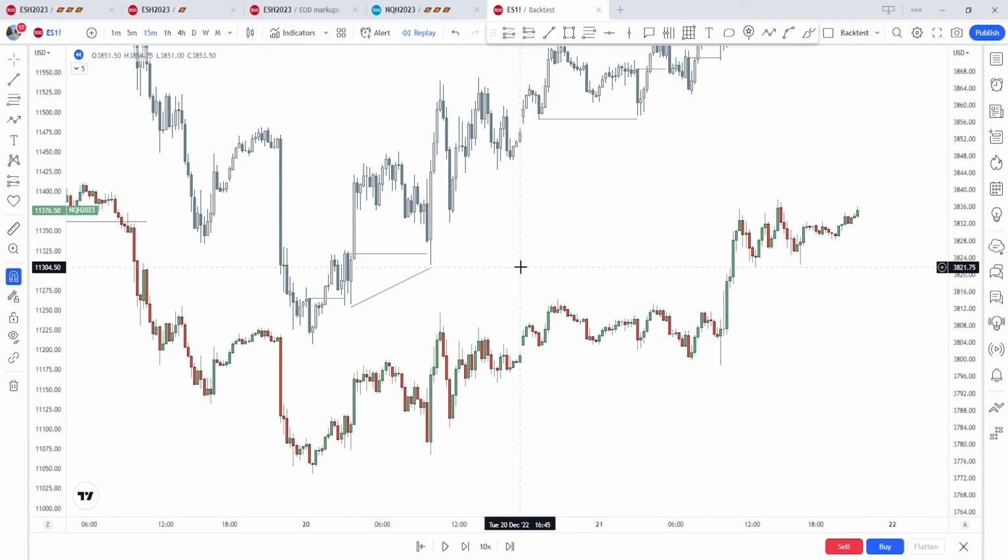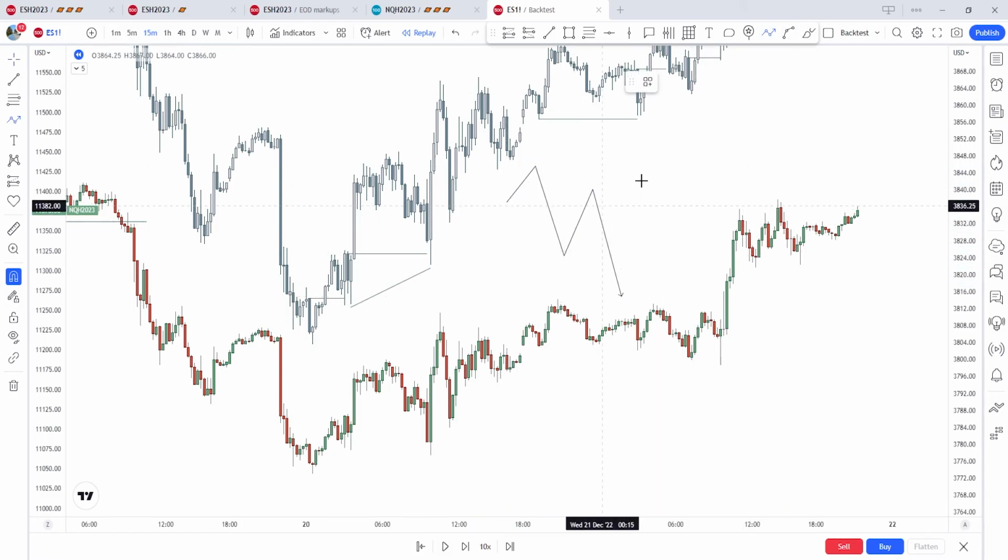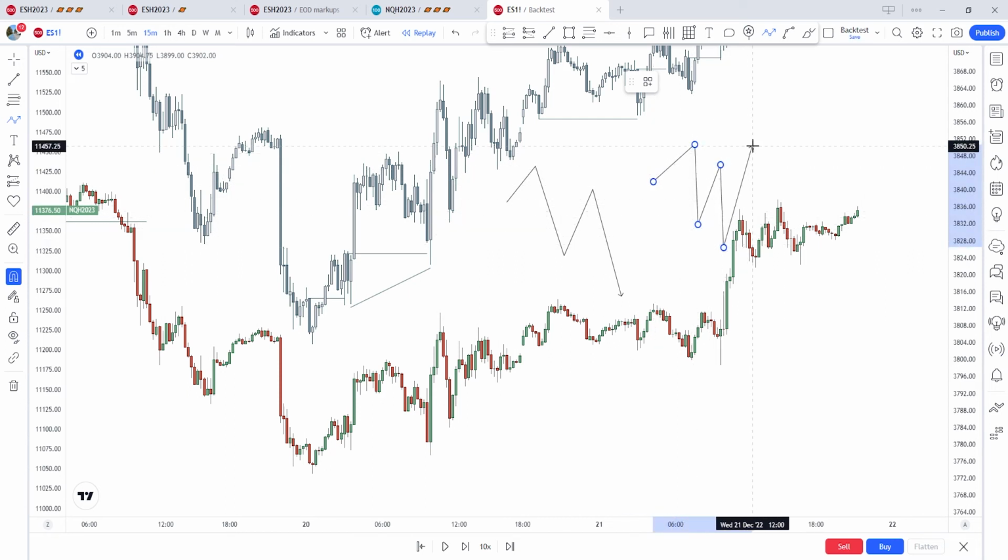In bearish situations, you preferably want to sell or short the weaker pair, and the weaker pair would be the one that respected the swing high. So in bearish situations, let's say this is E-mini S&P, this is Nasdaq, Nasdaq makes a higher high, we want to short the weaker pair.